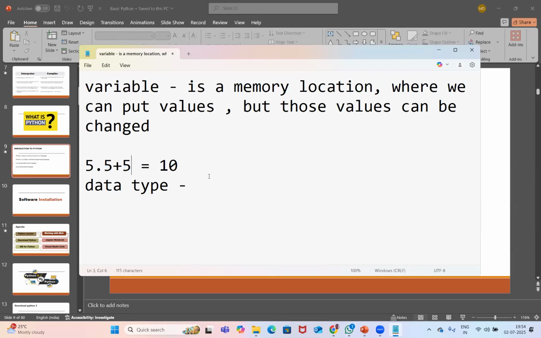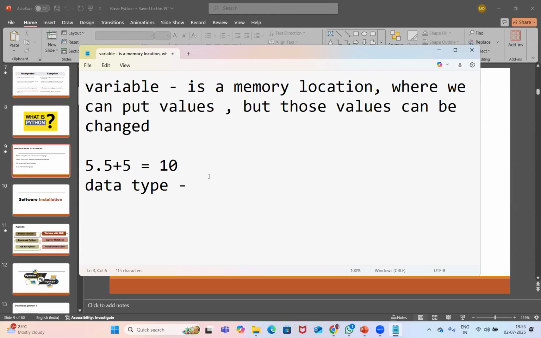Ma'am, 5 plus 5 is a 10, integer data. 5.5 is a float data, ma'am. Please wait, everyone doesn't know these things. Let me complete. If you know, keep quiet, please. Everyone doesn't have the idea, so let me tell them.